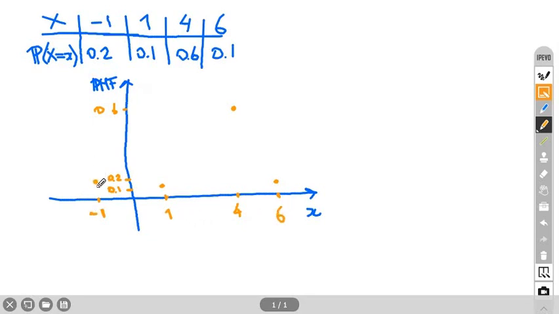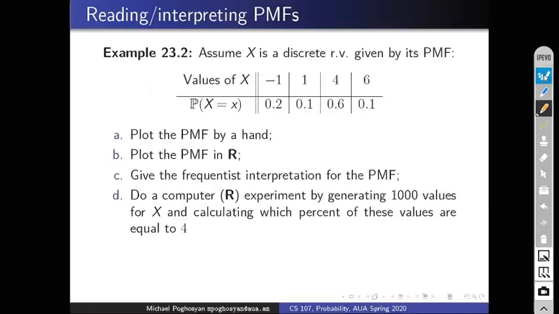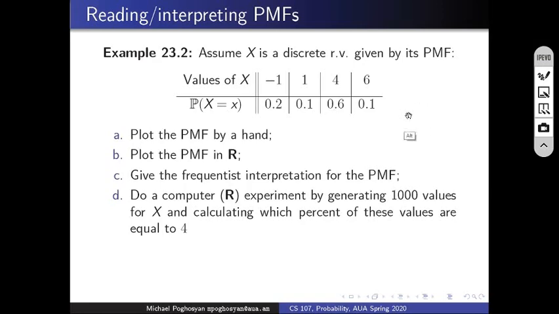Usually people join the points with vertical lines. So let me try. Okay, this is the PMF graph by hand. Now let's do that using R, so I'm erasing this and going back.